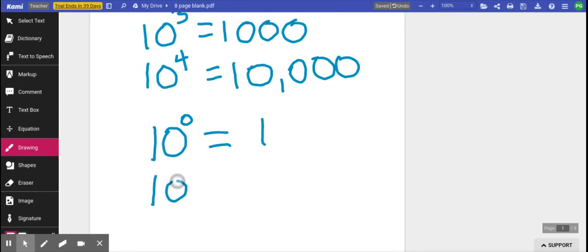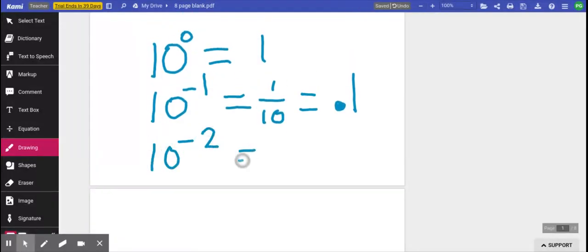Wait a minute. What about 10 to the negative 1? Keep going backwards. Well, we keep dividing by 10, so that would give us 1/10. 1/10 can also be written as 0.1.